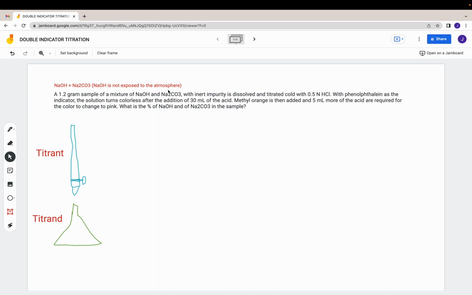How would you know that's the scenario? If you read the question, you have here a statement: a 1.2 gram sample of a mixture of sodium hydroxide and sodium carbonate. It contains certain impurities, okay? They're dissolved. If I want to draw this one, you have a 1.2 gram sample, and basically this is a combination of 2 chemicals. One is NaOH, your sodium hydroxide, and the other one is your sodium carbonate. And so what you want to find later on is the percent purity of each.